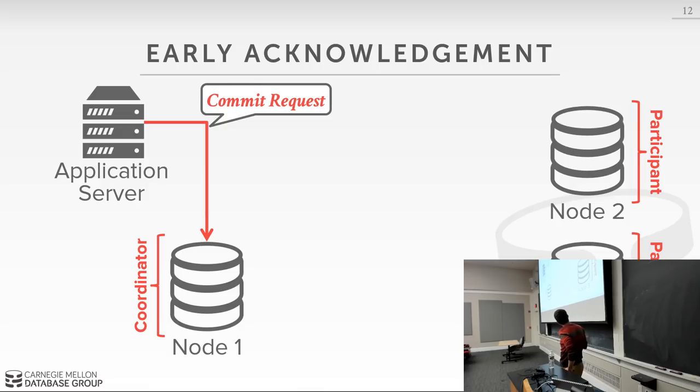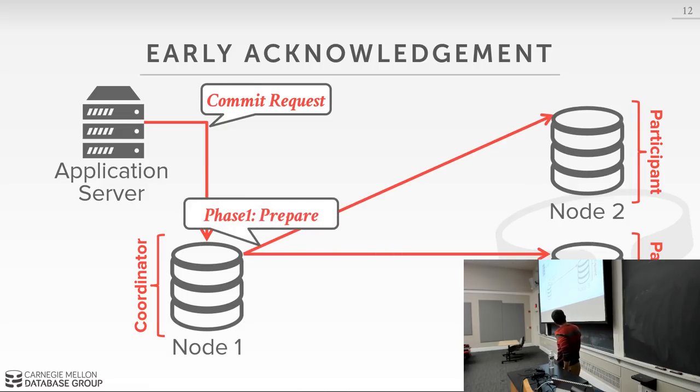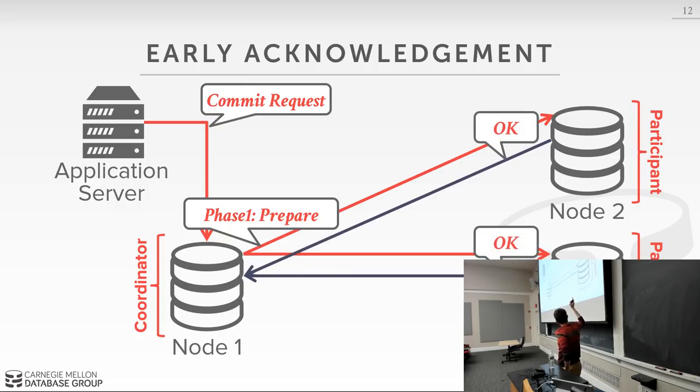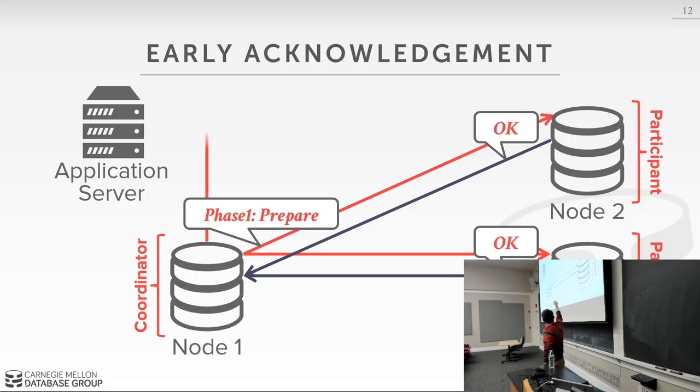Application server says I want to commit. We send out the first voting phase, the prepare phase. All our participants come back and say, yes, this is okay. At this point, if everything's durable on disk, then my transaction is considered committed. No matter what, I should see the changes of this transaction durable on disk. So I don't need to wait for the second phase to complete before I tell the application server that this transaction is successfully committed.